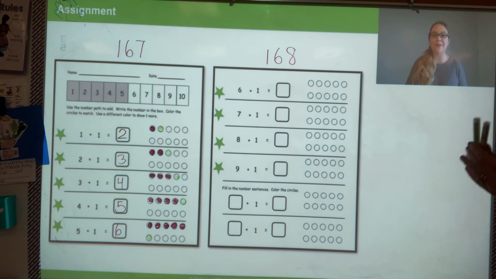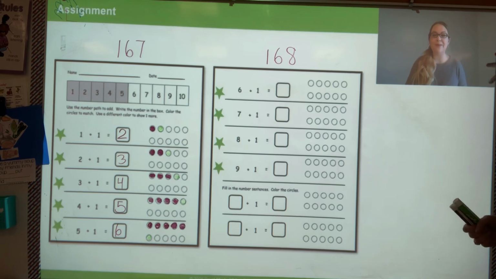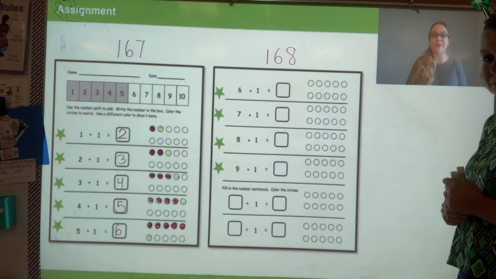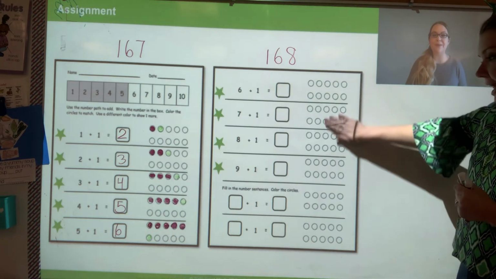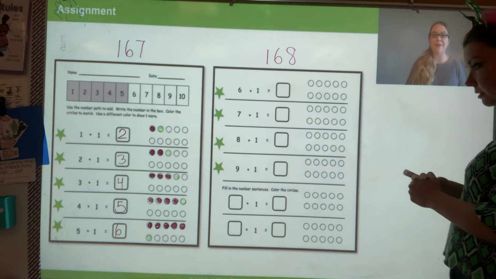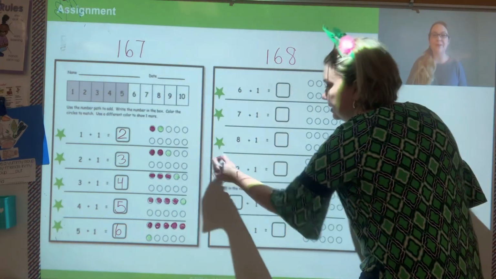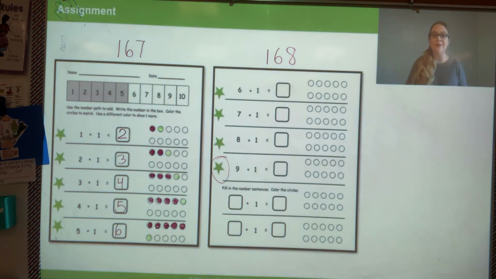Okay. Now turn your paper to the back. See if you can do it without using your number pad and just use your circles. Continue with the pattern and stop when you get here. This time, wiggle your eyebrows in the camera when you're done, so I know you're ready.